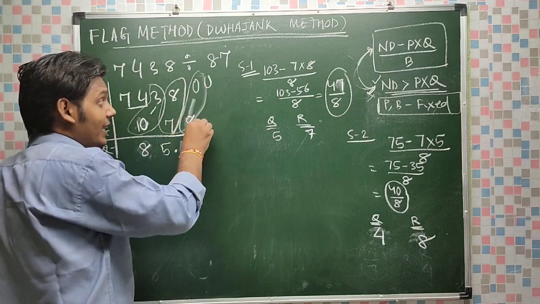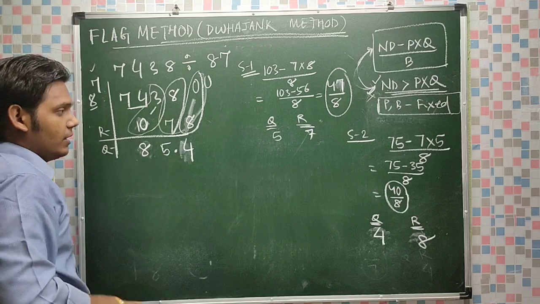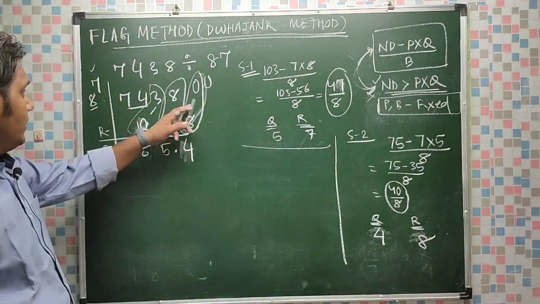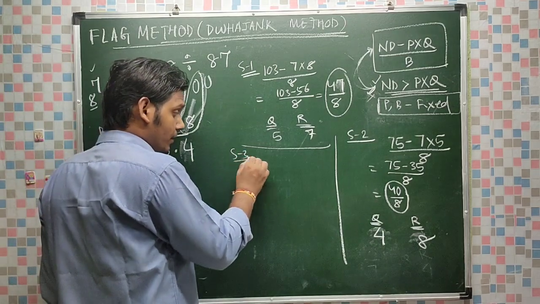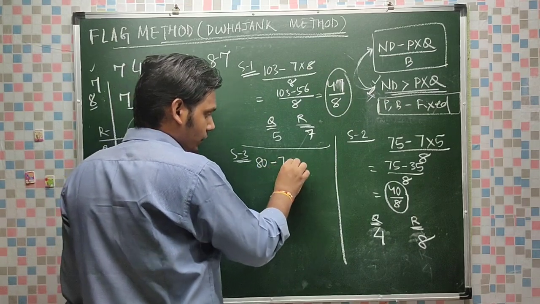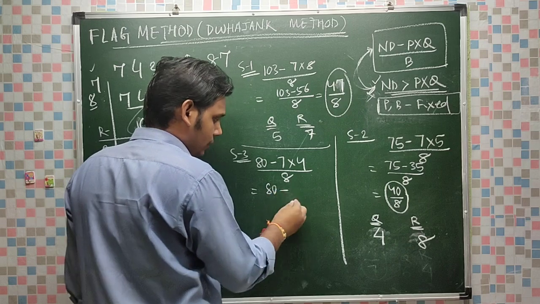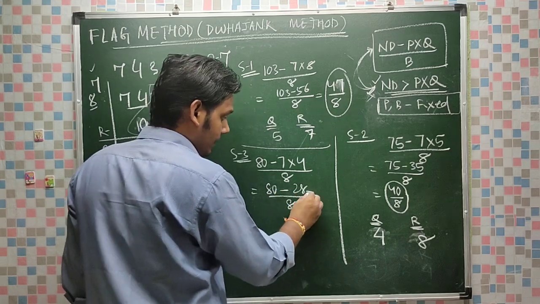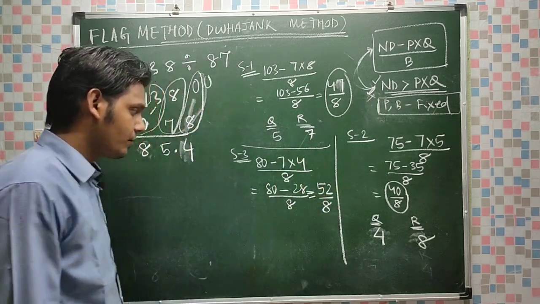So I have to take 4 here and remainder is 8. So new dividend is 80. Now I have to check 80 is greater than 7 into 4, 28. Okay, 80 is greater. Now step 3. I can go to step 3. Eligibility condition verified. 80 minus 7 into 4, 28, divided by 8. So 80 minus 28 by 8, which is 52 by 8.